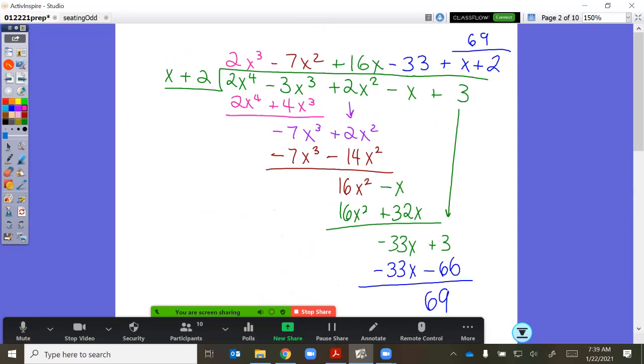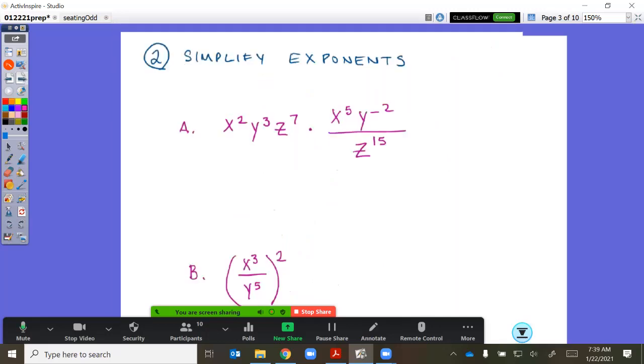Second thing, simplify exponents. So, how do we handle the x's? How do we handle the y's? How do we handle the z's? I'll give you 30 seconds or so. It's not that complicated. Just the first one, I mean, just the first one. You can do the second one too if you want.